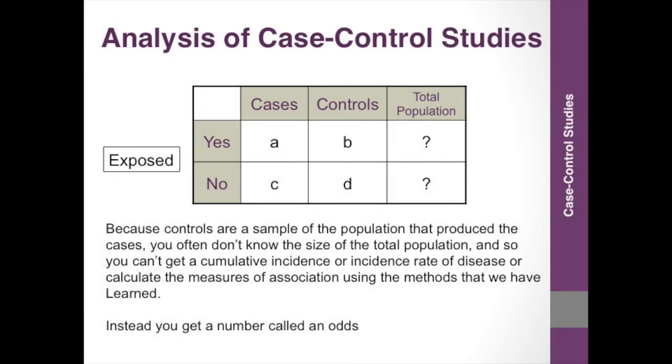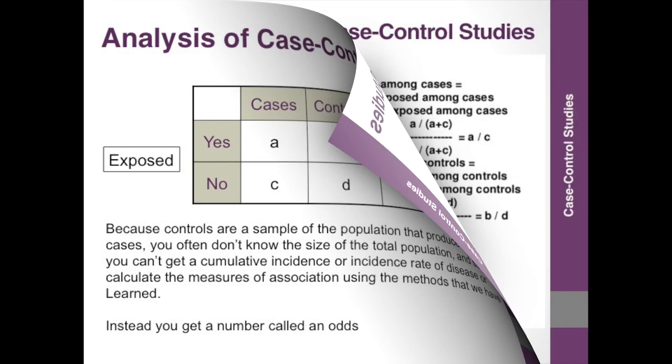Because controls are a sample of the population that produced the cases, you often don't know the size of the total population, and therefore you cannot calculate the cumulative incidence or the incidence rate of a disease, or calculate the measures of association using the methods that we have learned so far. Instead, you get a number called an odds.